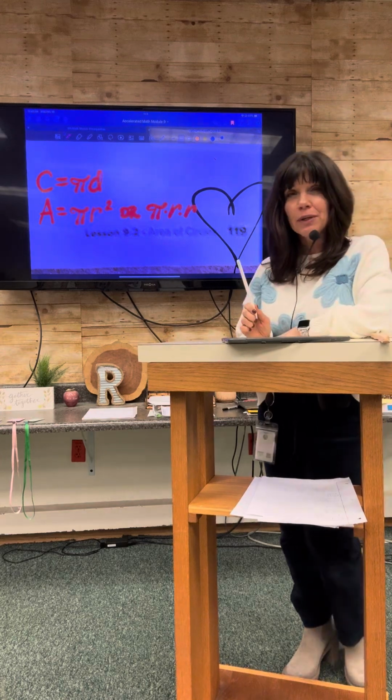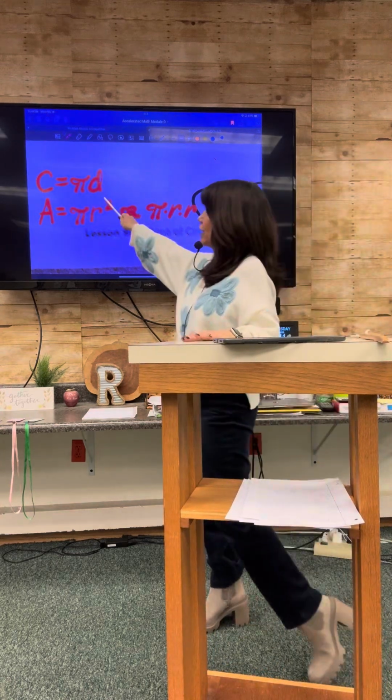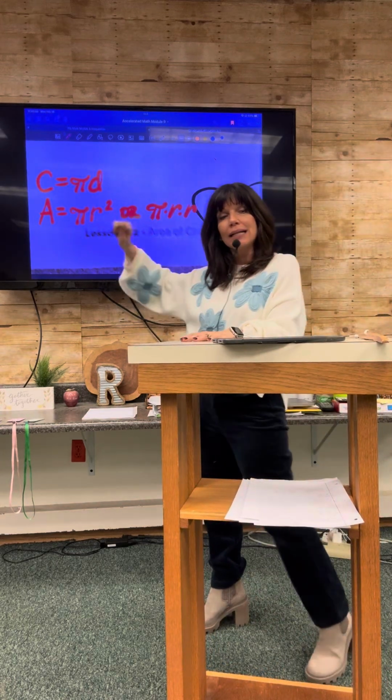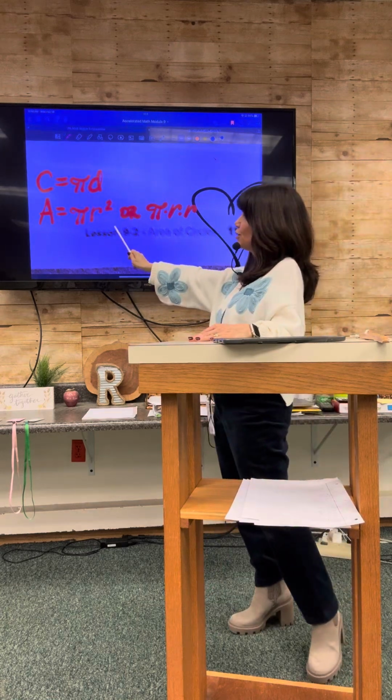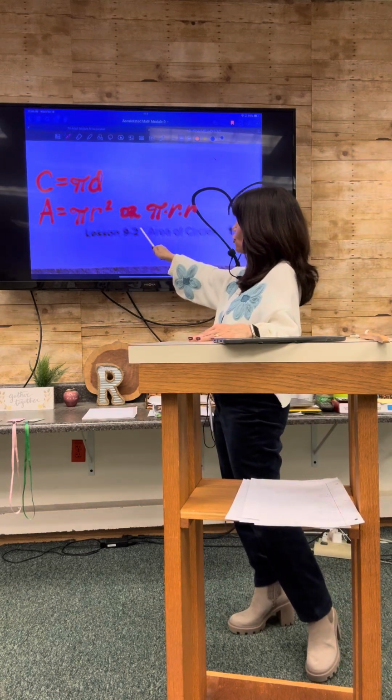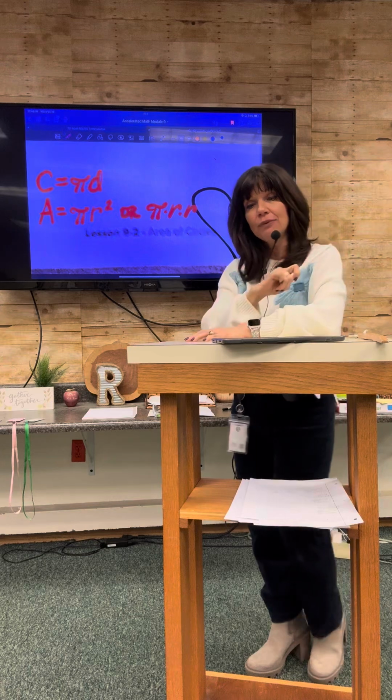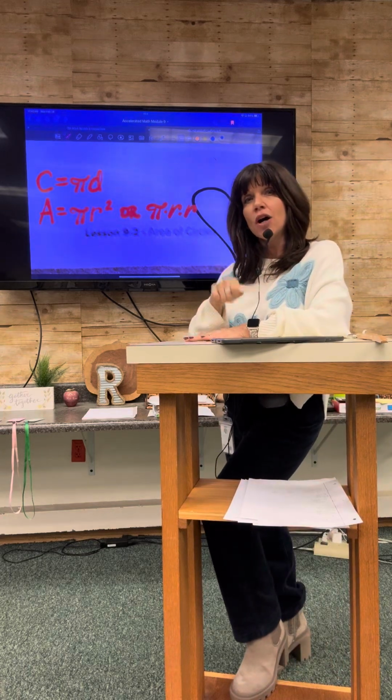I have asked everyone in this room to write down a reminder of circumference equals pi d, as well as the new rule for today, area equals pi r squared, or my highly recommended way, pi times r times r.